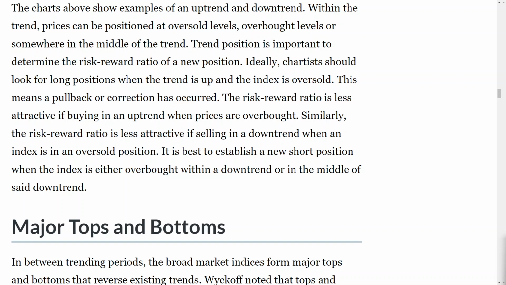The risk-reward ratio is less attractive if buying in an uptrend when prices are overbought. Similarly, the risk-reward ratio is less attractive if selling in a downtrend when an index is in an oversold position. It is best to establish a new short position when the index is either overbought within a downtrend or in the middle of said downtrend.